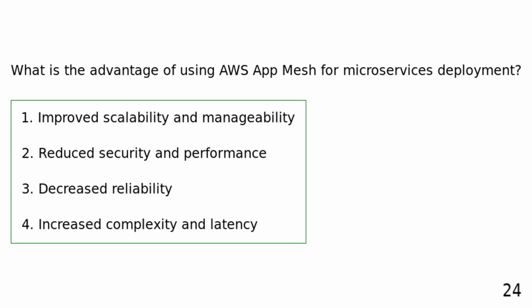What is the advantage of using AWS App Mesh for microservices deployment? Improved scalability and manageability. Reduced security and performance. Decreased reliability. Increased complexity and latency.